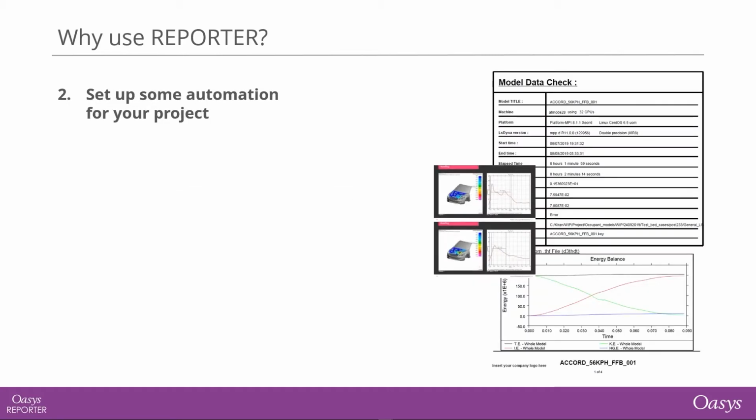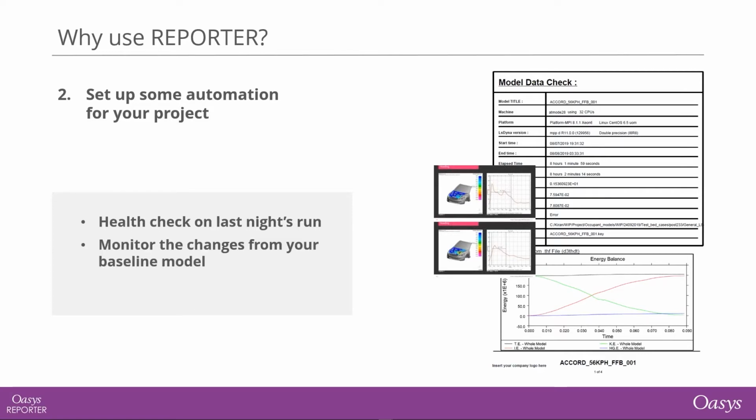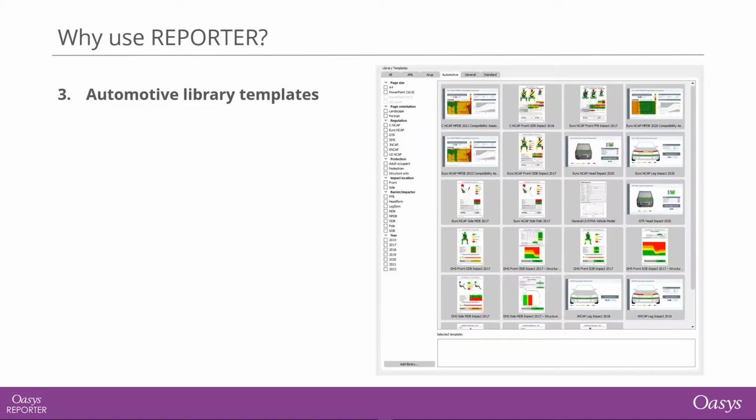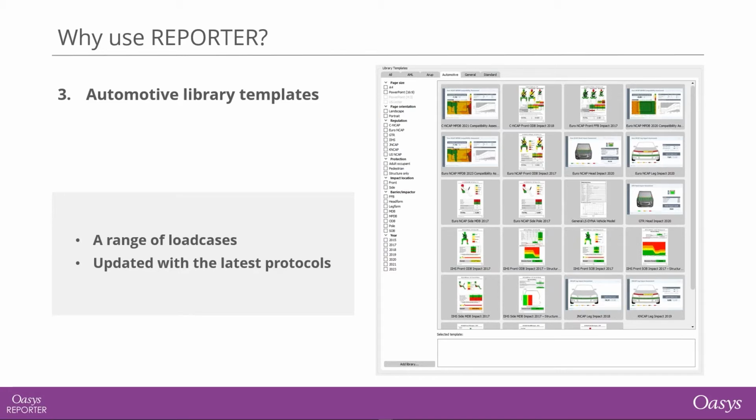Second, you can use Reporter to set up some simple automation for your project. You could have a template that provides a health check on last night's analysis run or monitors the changes from your baseline model. And if you set up the report to run overnight, you can quickly share the results each day with your team. And third, you can take advantage of the range of automotive library templates that are included in Reporter. They cover a range of load cases and are updated with the latest protocols.